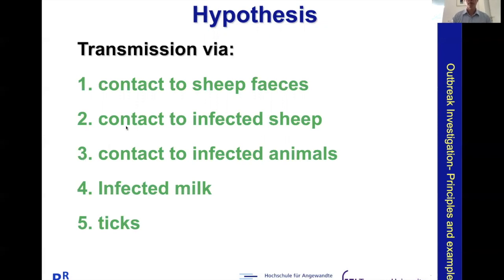But it could also be contact to other infected animals, or infected milk, especially raw milk. We learned this morning the milk should best be pasteurized. Otherwise, it can also transmit Q fever, or it could also be the consequence of tick bites. Ticks are also very common there, and they could also transmit Q fever. So what could be the factor, and can we do something about it?